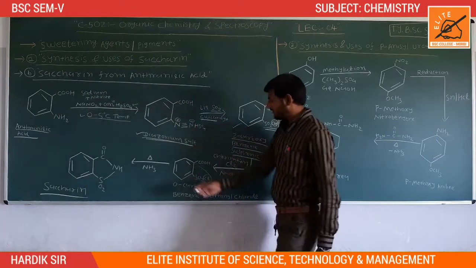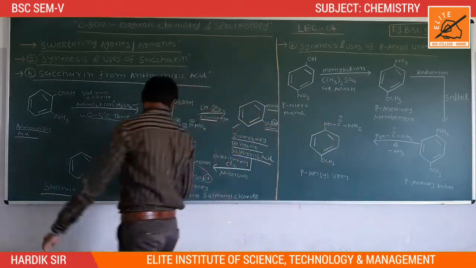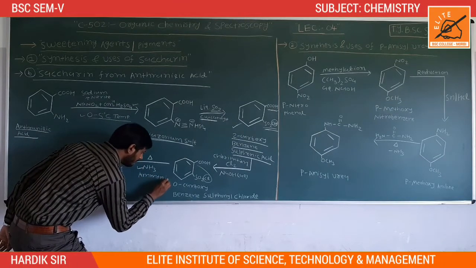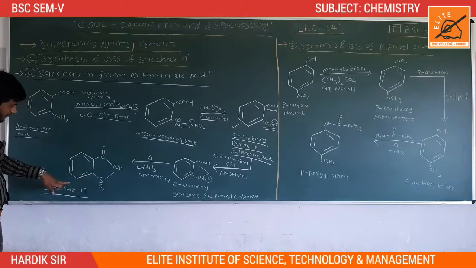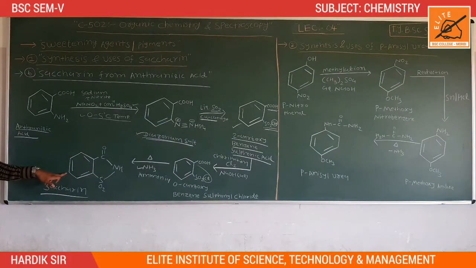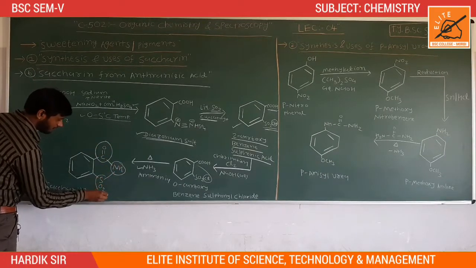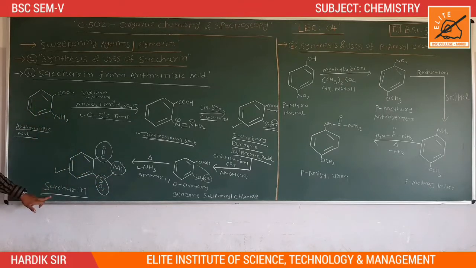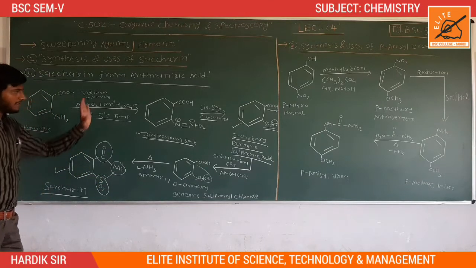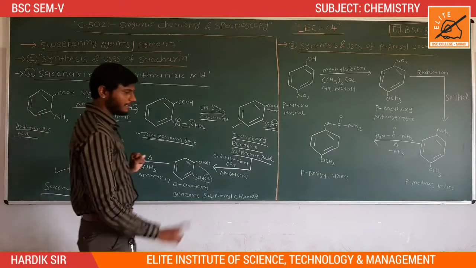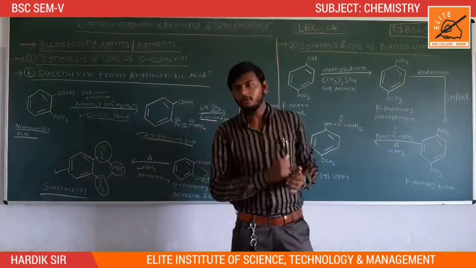Now this product is heated with ammonia, and finally we produce our final product, saccharin, our sweetening agent. One carbonyl group, one amine group, and SO2. So this method is saccharin from ethanoic acid. This is our second method, and our first method is saccharin from toluene.